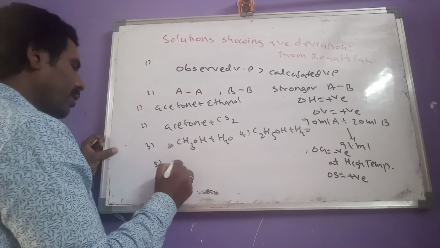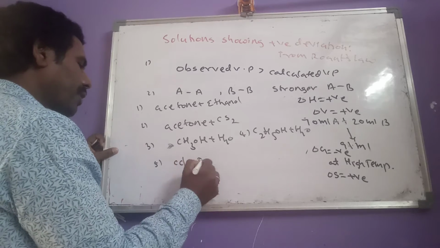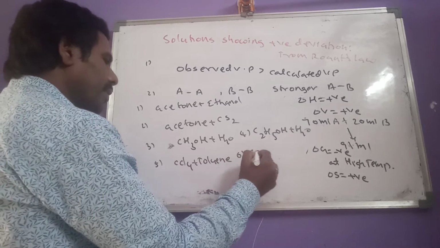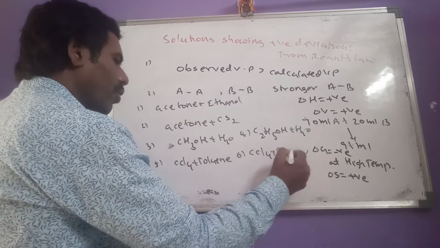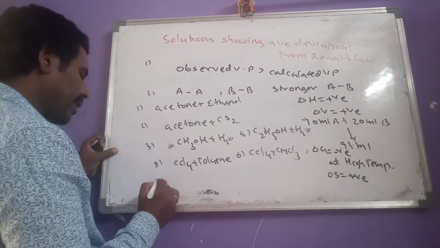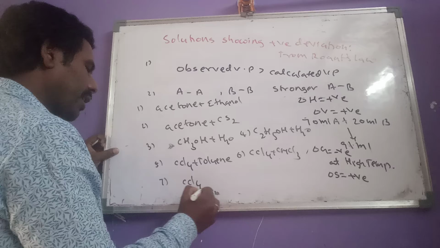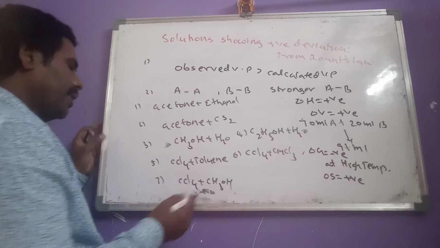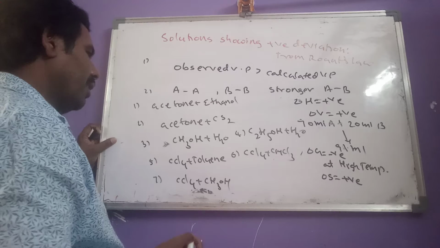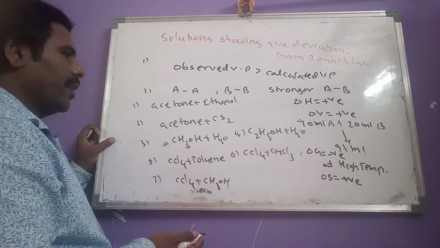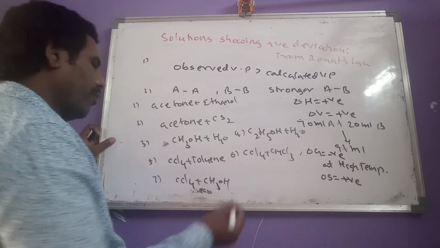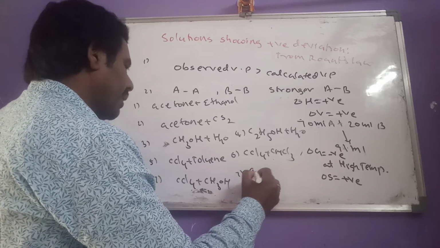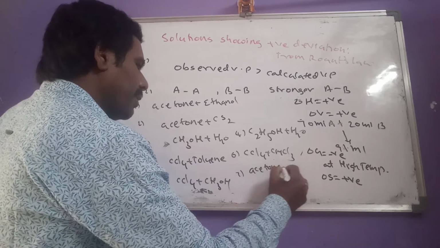Next example, CCl4 plus toluene. Next example, CCl4 plus chloroform. Next example, CCl4 plus methyl alcohol. So these are some examples, and another one also we can write here: acetone plus benzene.